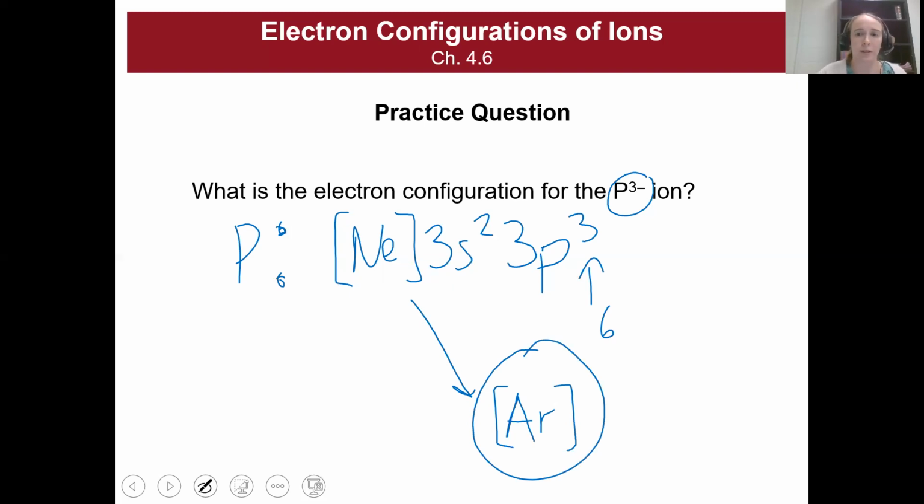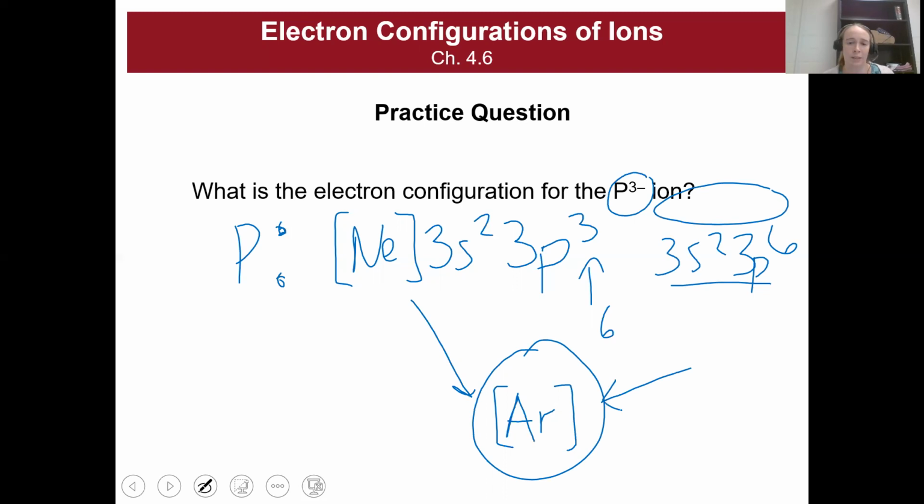So you could write it with the 3s2, 3p6. That's usually more appropriate if you have all of the numbers that come before that. The 1s2, 2s2, 2p6 would be an okay way to write it, but this is definitely faster, right? So the electron configuration in noble gas notation for the phosphorus anion is argon by itself, just argon.